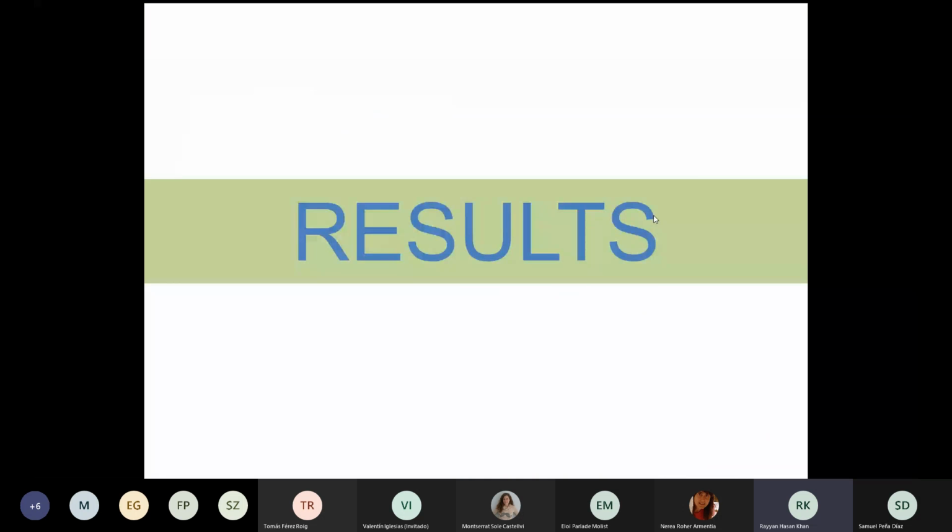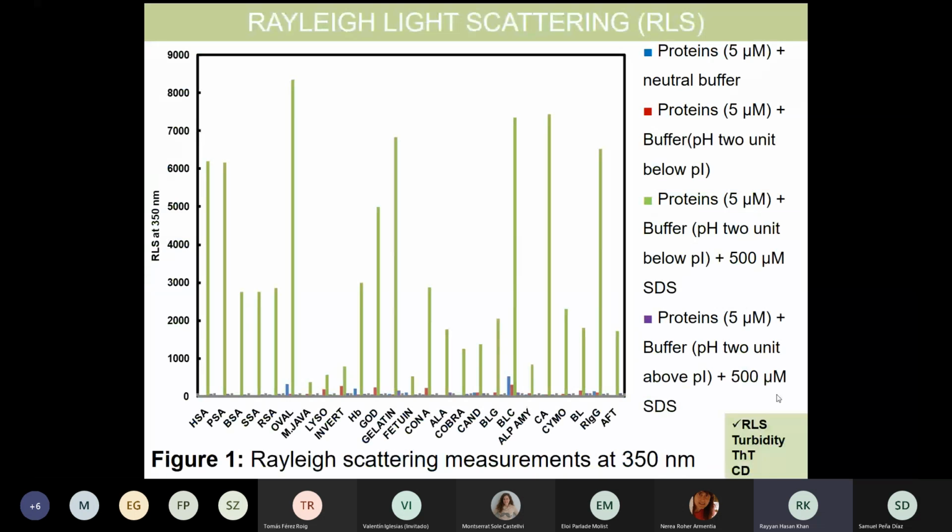Now coming to the result part. My presentation will rely on these techniques: Rayleigh scattering, turbidity, ThT, CD, and TEM. Here we have measured the Rayleigh scattering by taking 25 different proteins. Each protein was taken at 5 micromolar in neutral buffer. These proteins don't contribute any Rayleigh scattering. Even when we take protein at 5 micromolar, 2 units below pI, we won't get any positive Rayleigh scattering. Once we take protein at 5 micromolar, 2 units below pI, along with 500 micromolar of SDS, irrespective of the classes, all the proteins show positive Rayleigh scattering.